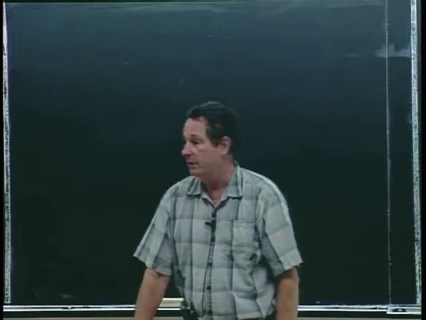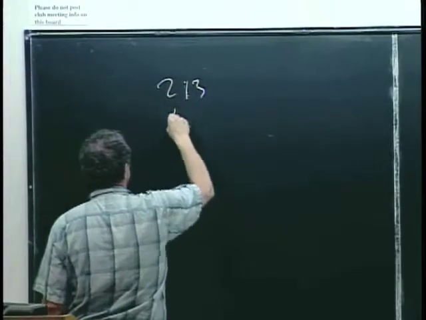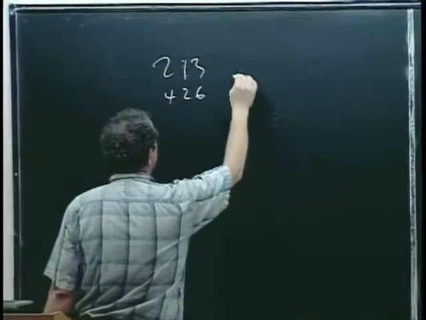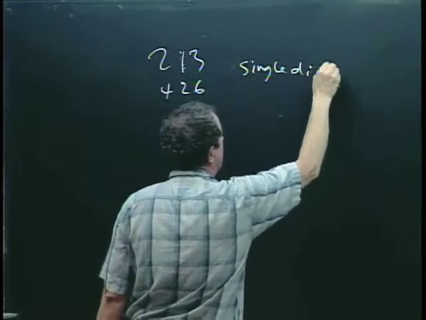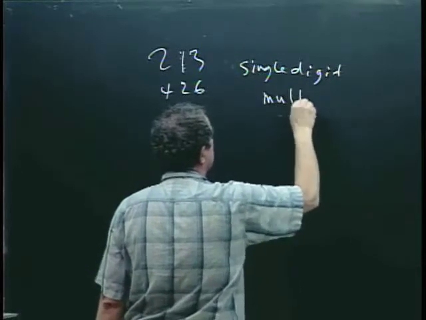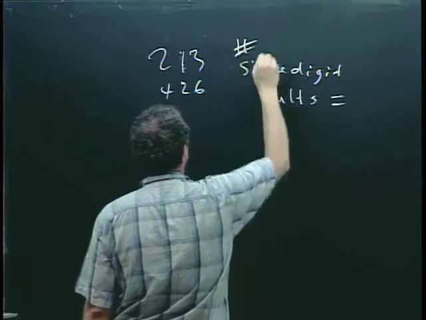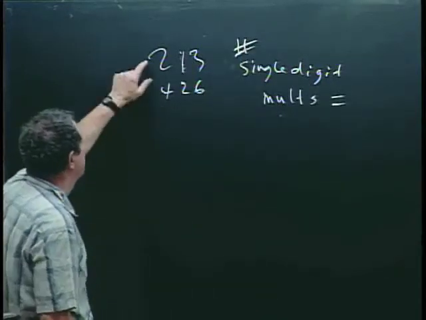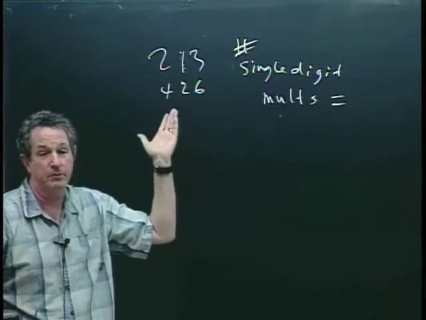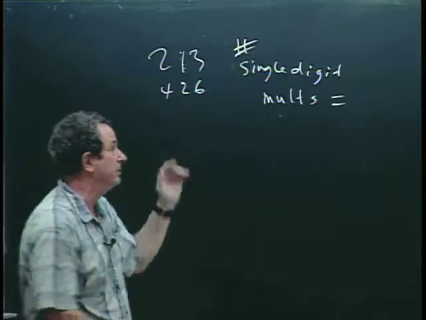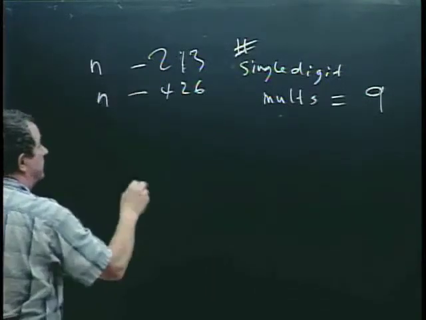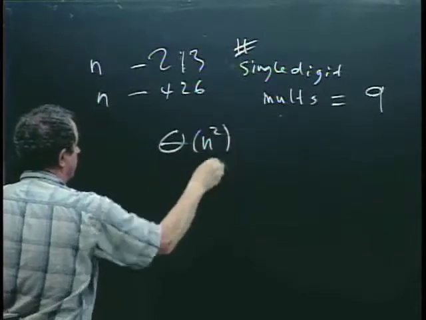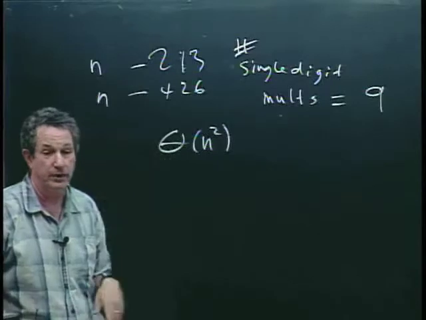Okay, so when you look at the traditional way of multiplying two numbers, 213 by 426, whatever that happens to be, the number of single digit multiplications in this case is going to be, well, what's the actual number? It's 9, yeah. 3 times 3. In general, if this is n digits and this is n digits, then the number is actually n squared, which is certainly theta of n squared.